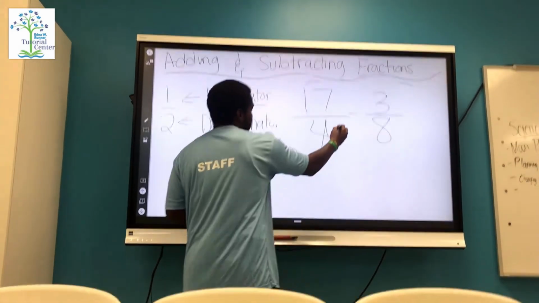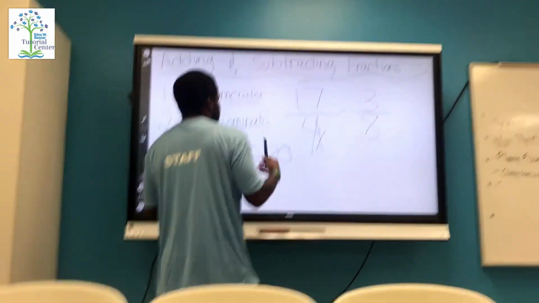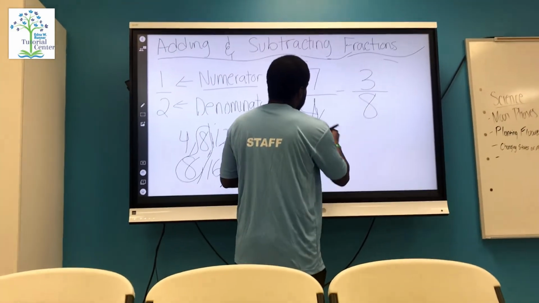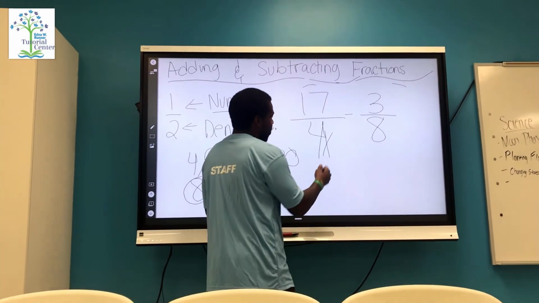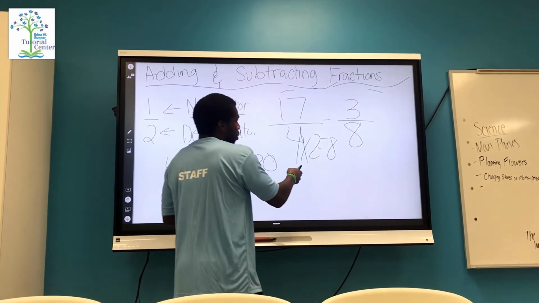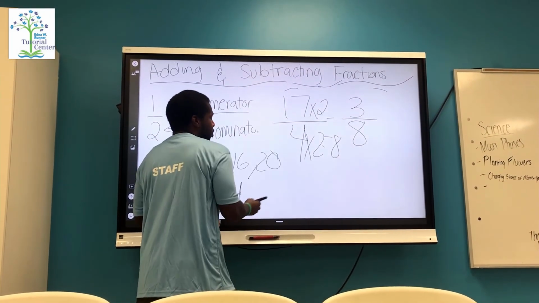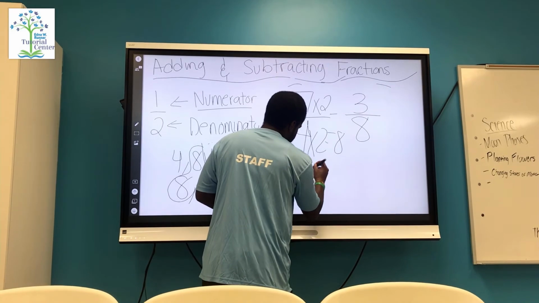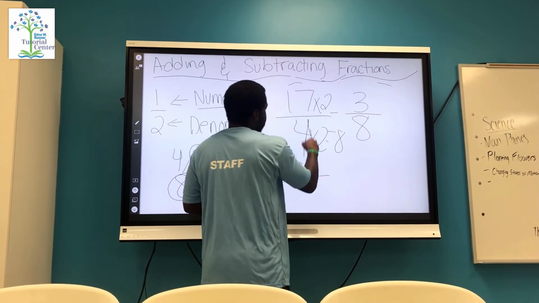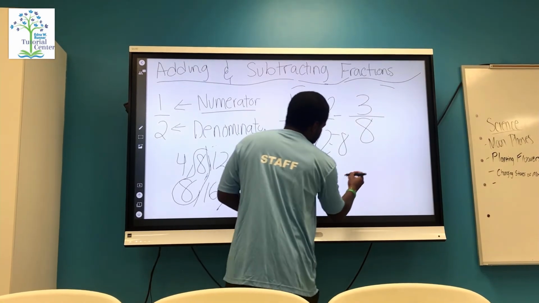So this one we do not have to worry about changing. This one has a denominator of 4, so I must find the least common multiple of 8. 4 times 2, I know, will give me 8. Whatever I do to the bottom, I must do to the top. 17 times 2 will be what, 34? So now this 17 over 4 is really 34 over 8.